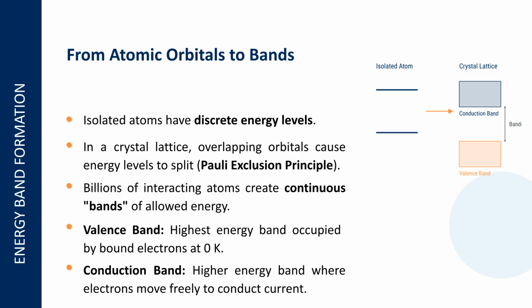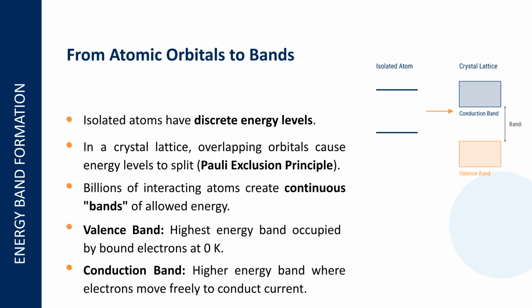As we bring these atoms close together to form a solid crystal, their outermost electron orbitals begin to overlap. Here, the Pauli exclusion principle takes over. This fundamental principle states that no two electrons in an interacting system can share the exact same quantum state. Because billions of atoms are interacting, those originally sharp, discrete energy levels must split into billions of distinct, infinitesimally spaced sublevels to accommodate all the electrons. Macroscopically, these levels are packed so tightly together that we treat them as continuous "bands" of allowed energy.